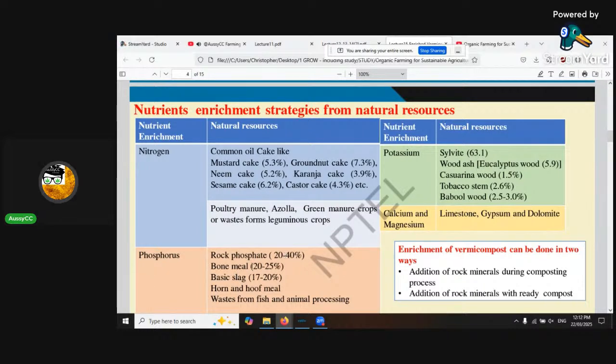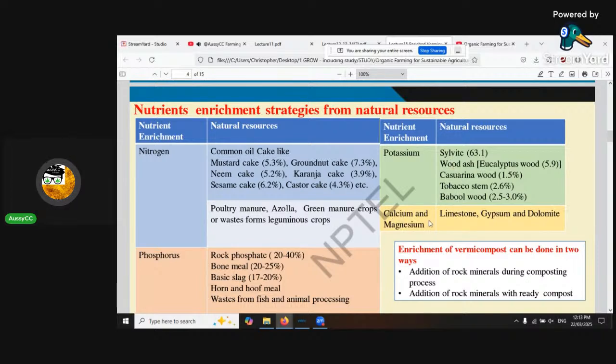Phosphorus, well, rock phosphate, bone meal, 20 to 25%, basic slag. You don't know what's getting in that. Agricultural waste, the slag, the slurry, it might have pathogens. So it's good to put that through a full compost cycle before you're actually going to use it. That's what this is talking about, ways to enrich your vermicompost heaps. And potassium, you might want to use Silvite, which is a 63, wood ash, Casuarina wood, eucalyptus wood is a 5.9 of the ash of it. Bet you that's at different temperatures because the temperatures you burn at eliminate nutrients. Like if you have too hot of a fire, calcium goes at 1100 Celsius, as an example.